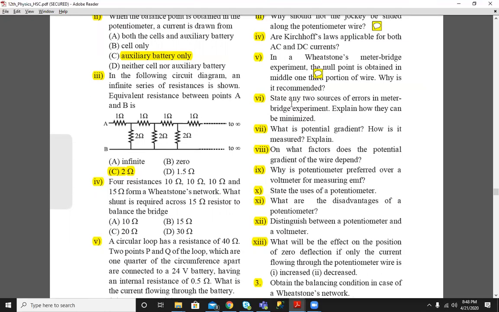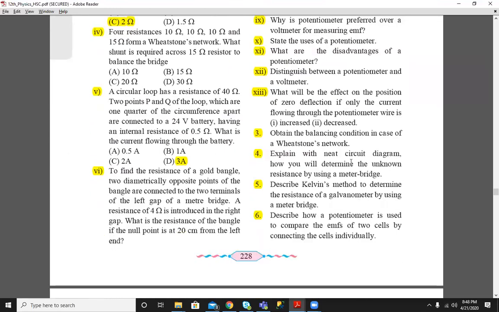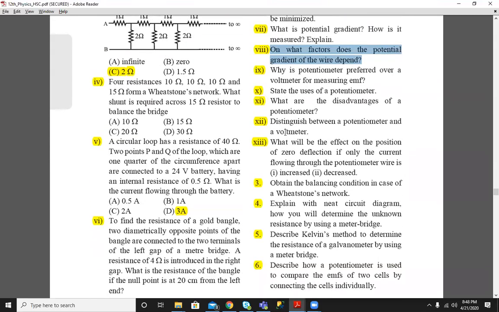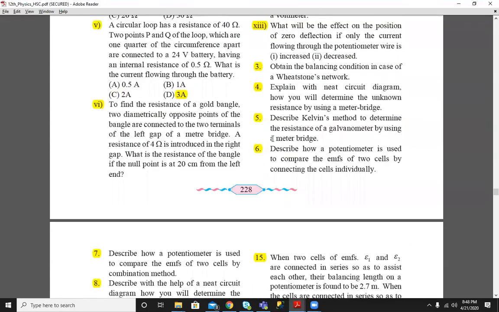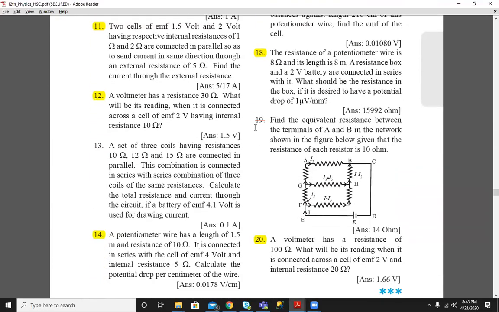State any two errors. We have discussed what is potential gradient. We already saw on what factors the potential gradient of a wire depends. We have seen the formula for potential gradient. So it depends on the terms involved in that formula. So we have covered most of the questions from the exercise. There are two problems remaining. This question number 90 is missing some of the data. As it is a new book, it will have some mistakes.